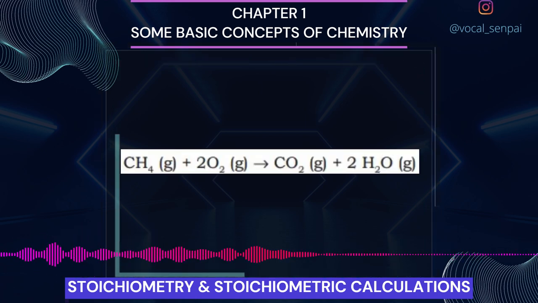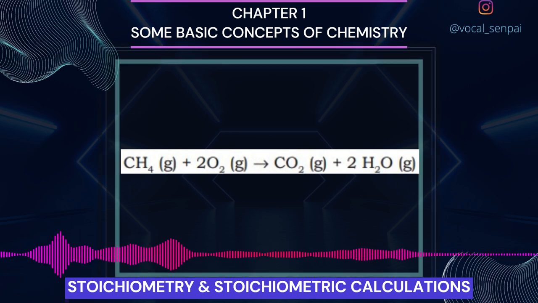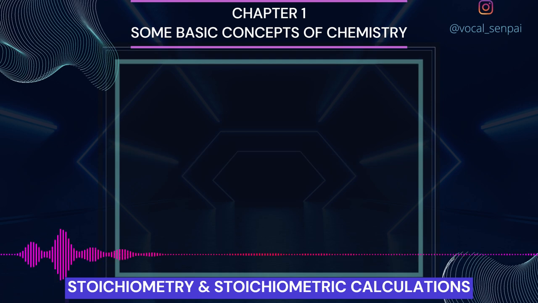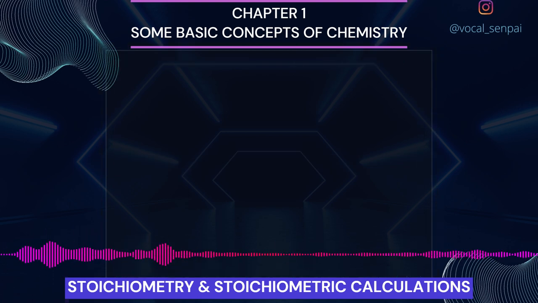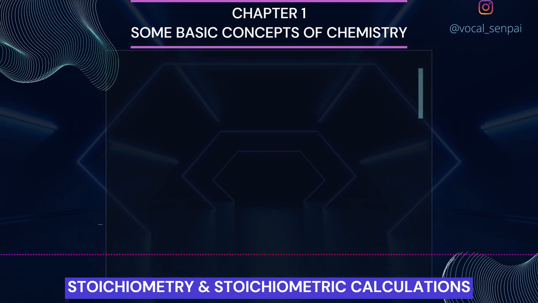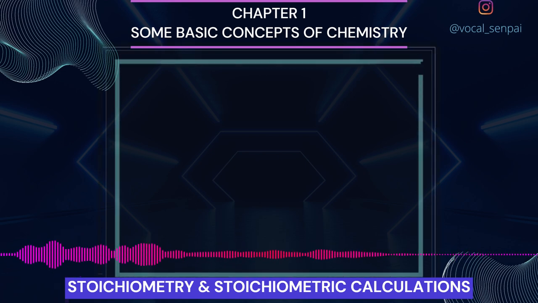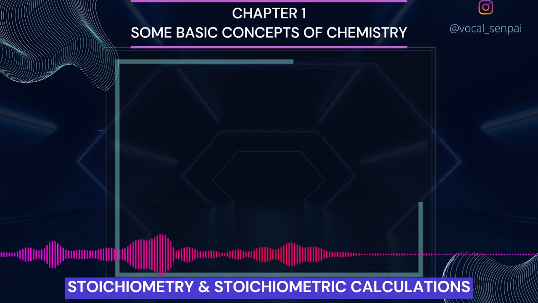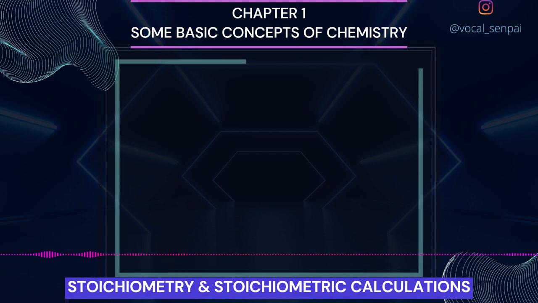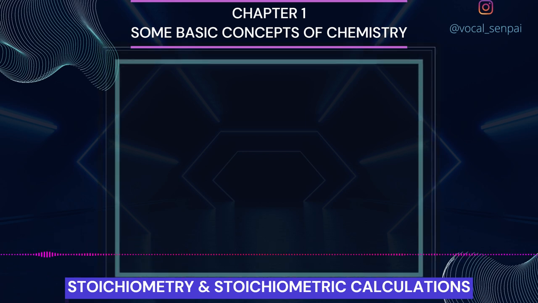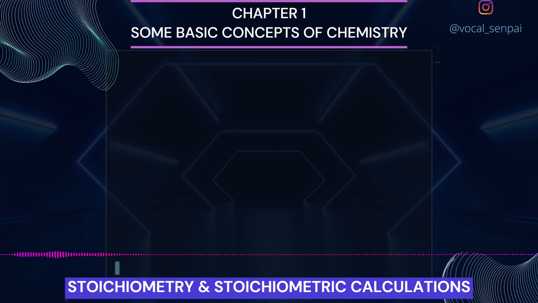Let us consider the combustion of methane. A balanced equation for this reaction is as given below. Here, methane and dioxygen are called reactants, and carbon dioxide and water are called products. Note that all the reactants and the products are gases in the above reaction, and this has been indicated by letter G in the brackets next to its formula. Similarly, in case of solids and liquids, S and L are written respectively.